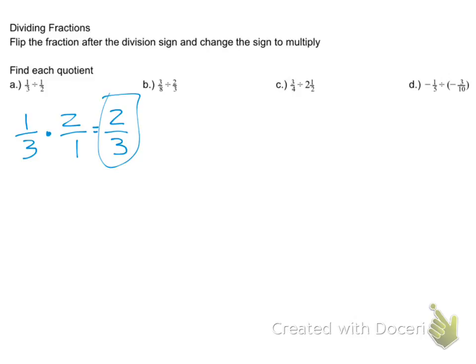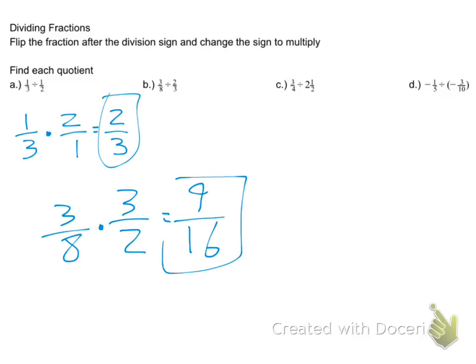Yes. Okay, so these aren't too bad. Next one, 3/8 divided by 2/3. 3/8 times what? Not 2/3, but 3 over 2. And so 3 times 3, 2 times 8, 16. And can I reduce 9/16? No, and there's my answer.